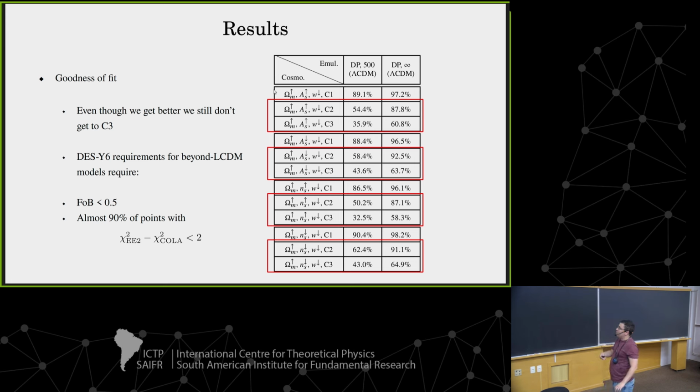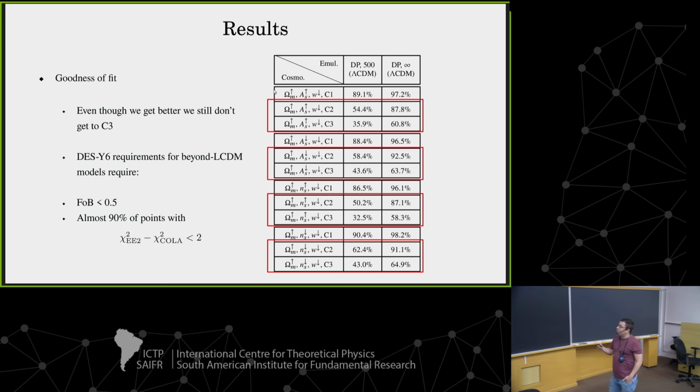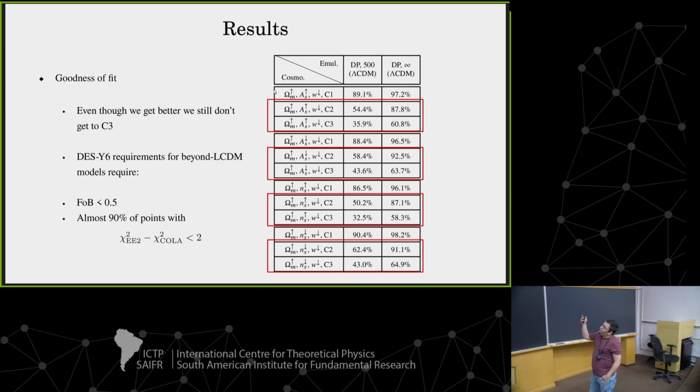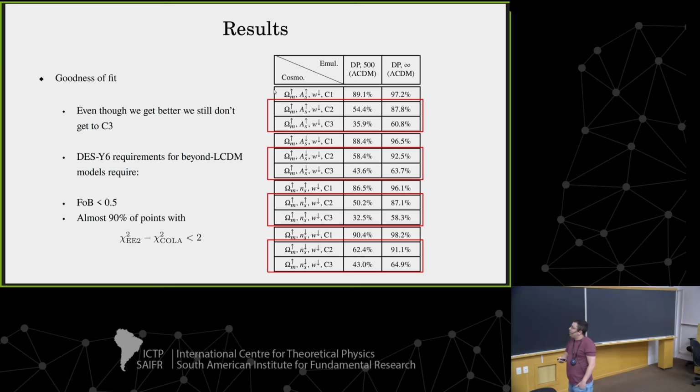It's not only the figure of bias that needs to be small or below 0.3 sigma, but also we wanted the goodness of fit. So for instance, the difference between the chi-square of the EE2 chains and our chains using this Colo prescription to be below 2. And I think that this was a DES Year 6 requirement that Vivian mentioned. 0.2.